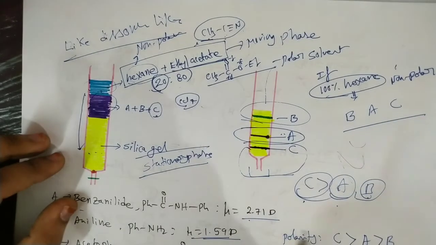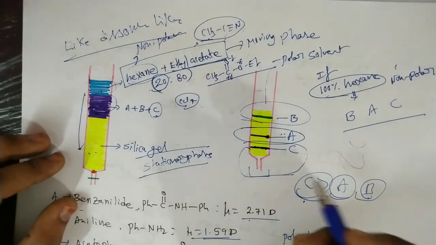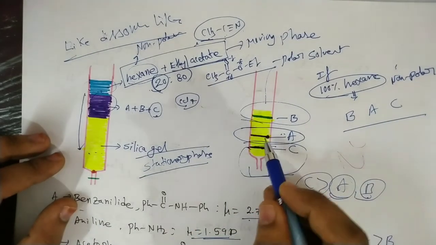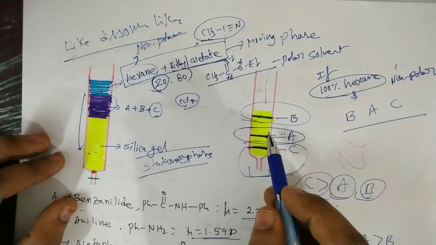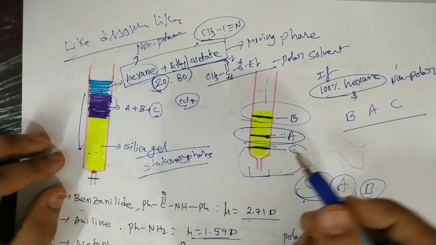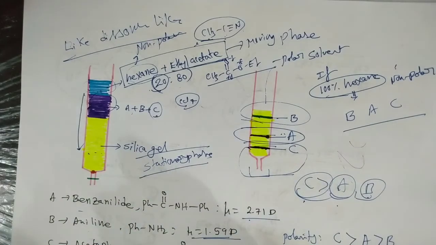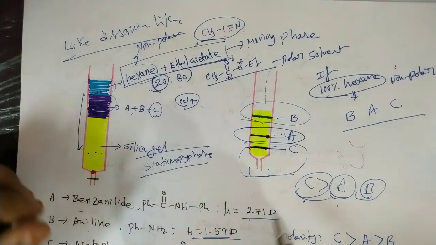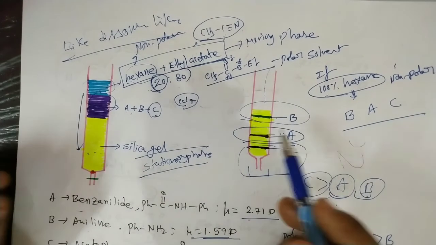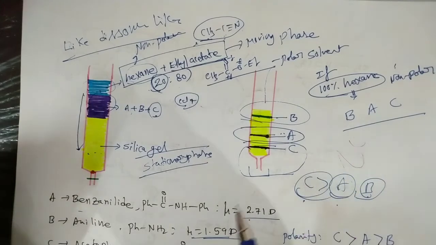After completion of the column chromatography, we can get three bands. From the appearance of three bands, we can conclude that the mixture contains three compounds. So this chromatography technique can be used for the identification of the number of compounds present in a given mixture. If we obtain four bands, that means the mixture contains four compounds.